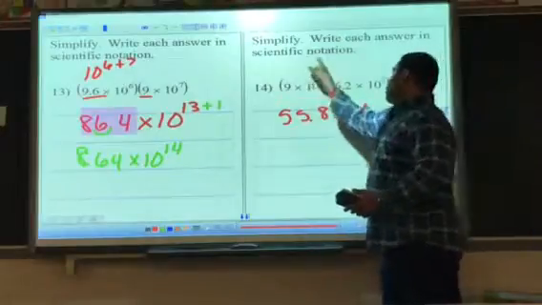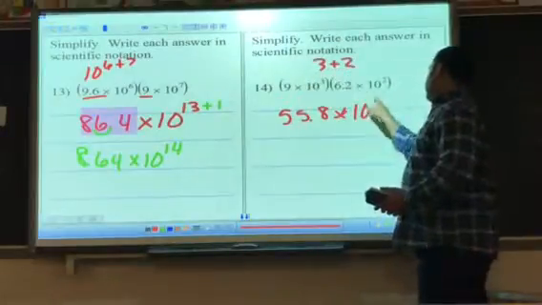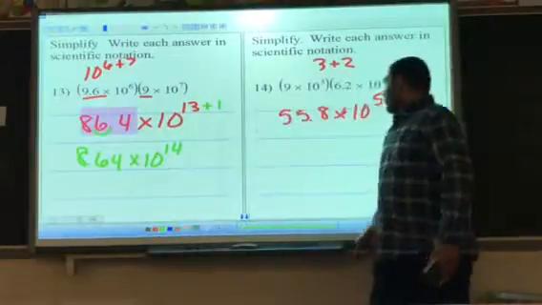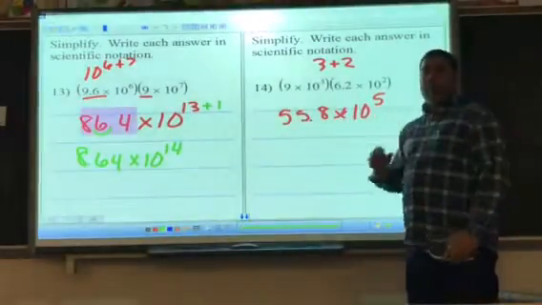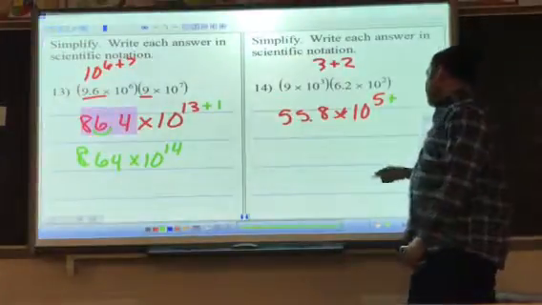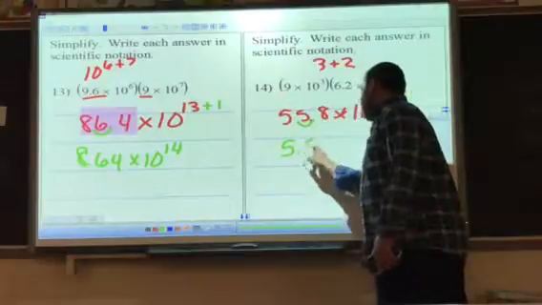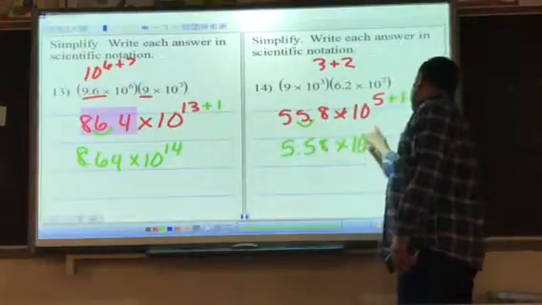The 10s are being multiplied, so I need to add those exponents. 3 plus 2 is 5. And this number right here is too big. Too big. Big numbers get positive exponents. So I'm going to be adding some here. Move one space, add one exponent. Get 5.58 times 10 to the 6th power.